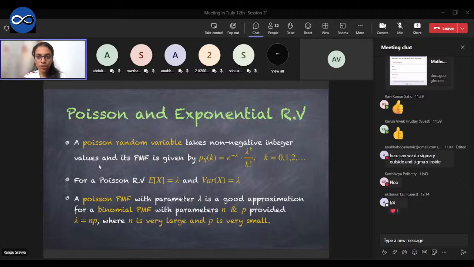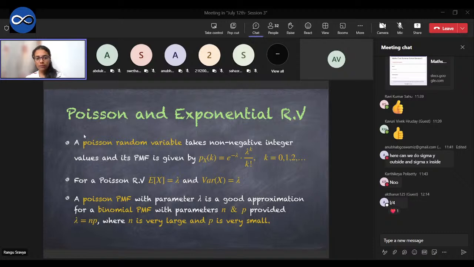Poisson random variable and exponential. A Poisson random variable takes non-negative integer values and its PMF is given by Px of k, which is equal to e power minus lambda into lambda power k by k factorial, k equal to 0, 1, 2, and so on. So, a Poisson random variable has a PMF which looks something like this.